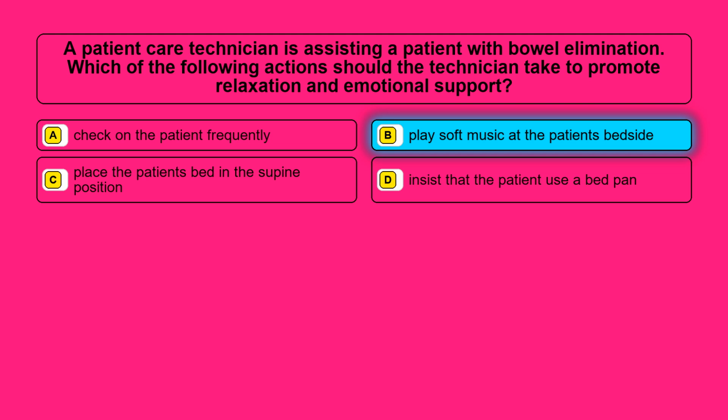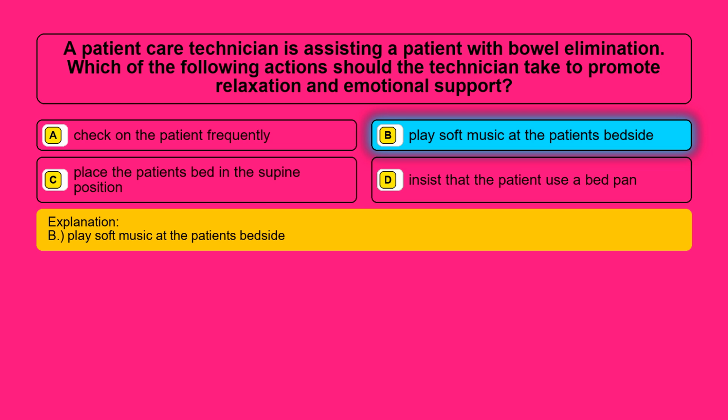The correct answer is option B. Play soft music at the patient's bedside. B. Play soft music at the patient's bedside.